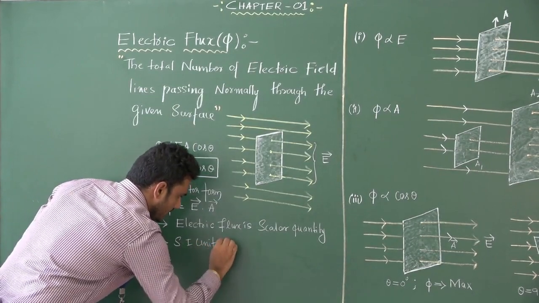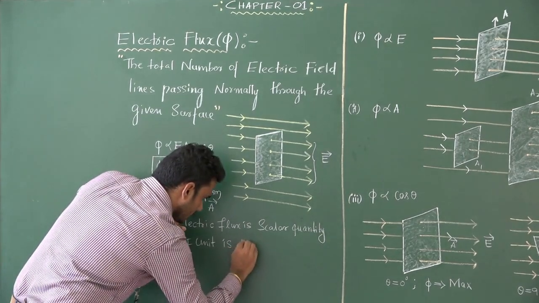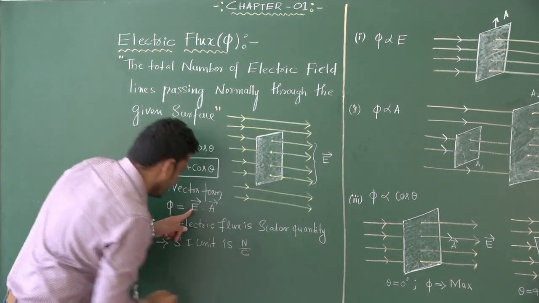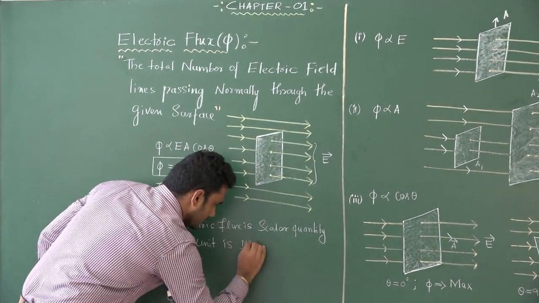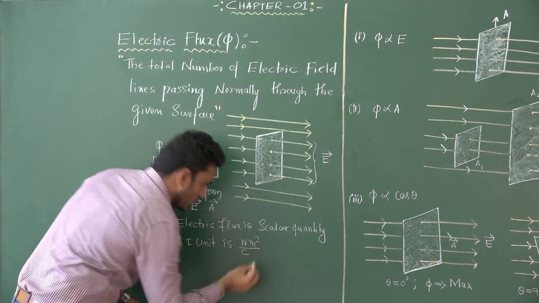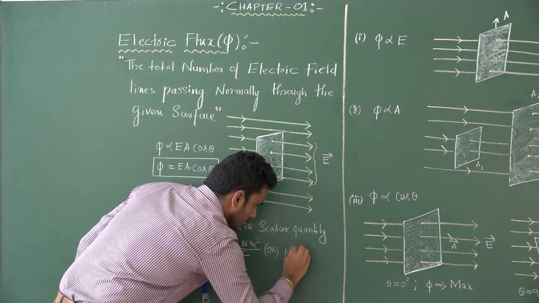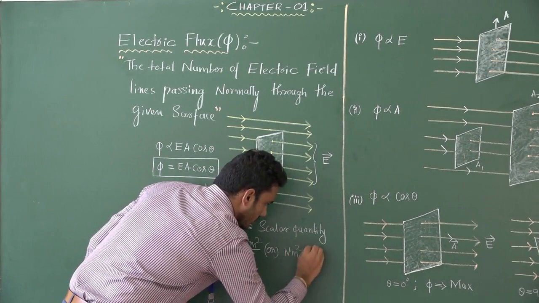And the SI unit, look at the SI unit. The SI unit of electric field is Newton per Coulomb, and the SI unit of area is meter square. So the unit is Newton meter square per Coulomb, or Newton meter square Coulomb inverse.